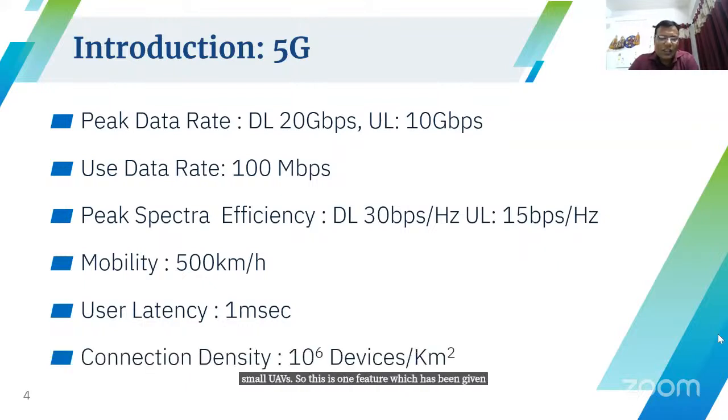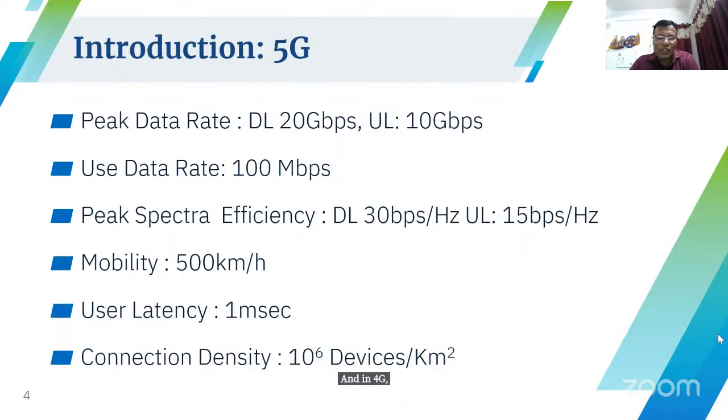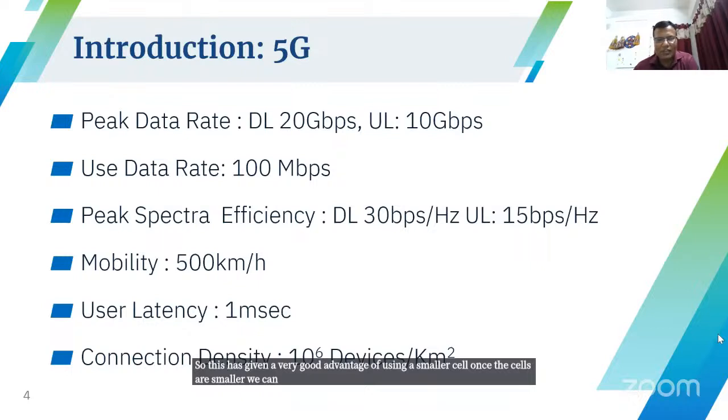And the connection density has become tremendously high. It is 10 to the power 6 devices per kilometer square, and in 4G it was only 10 to the power 3 devices per kilometer square. The major reason for this connection density is that in 4G we were not going to millimetric wave, and in 5G the millimetric wave has been enabled. We can't transmit the same signal with the same strength for a longer distance if it is a higher frequency, because of the path loss. So this has given a very good advantage of using smaller cells. Once the cells are smaller, we can go for a very high density of devices.